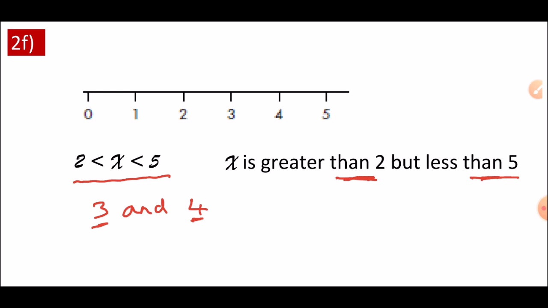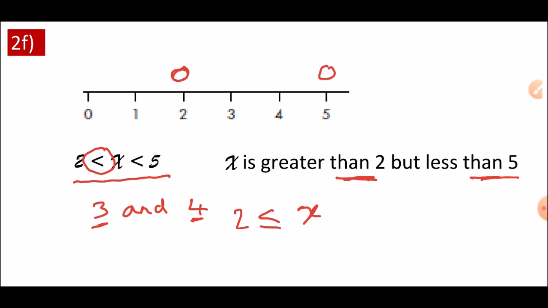So how do you show this on a number line? 2 is there and 5 is there. Now because they didn't use this sign, say 2 is equal to or less than x, we are not going to shade this in. It's going to stay open because of the sign they've used.